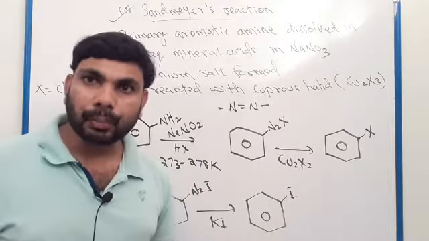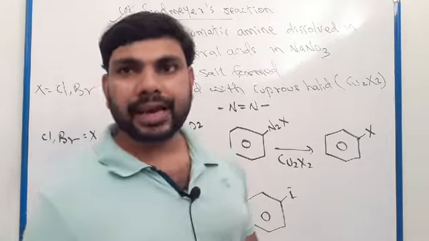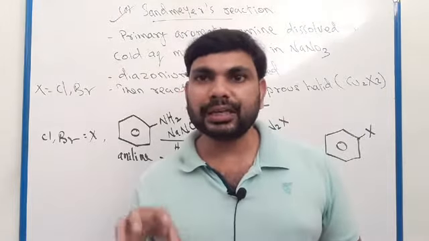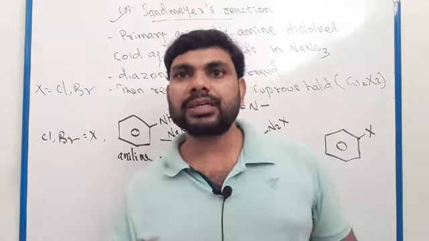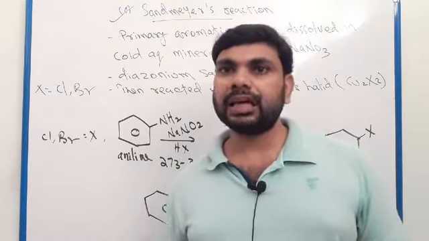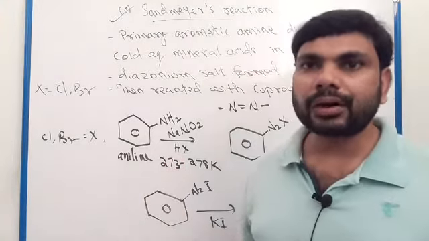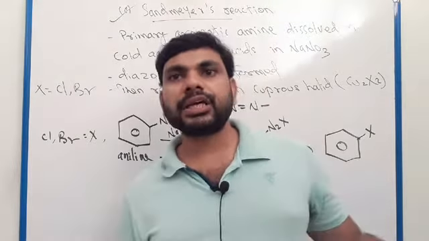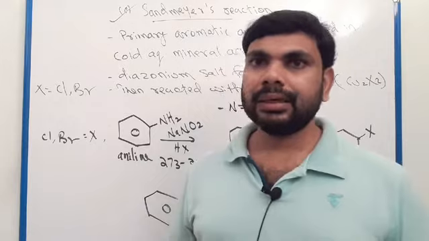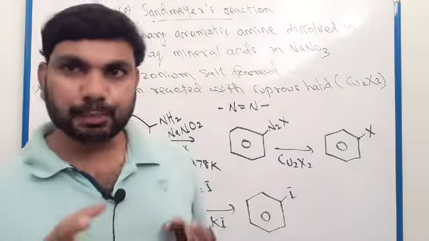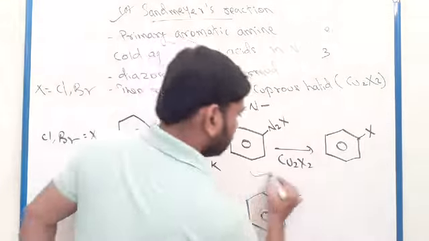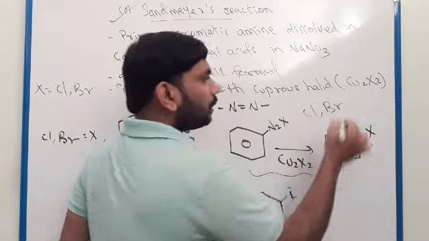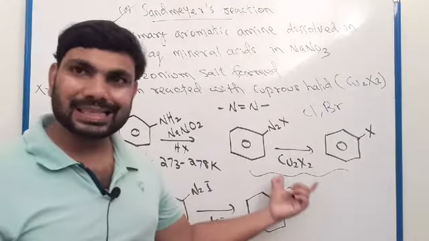chlorobenzene or bromobenzene. So Sandmeyer's reaction means aromatic primary amine reacts with NaNO2 and mineral acid at 273 to 283 Kelvin. It forms benzene diazonium chloride. Benzene diazonium chloride reacting with the cuprous halide will change to aryl halide. Clear? So this step is possible only for chlorine or bromine.